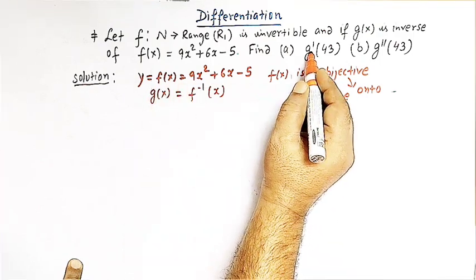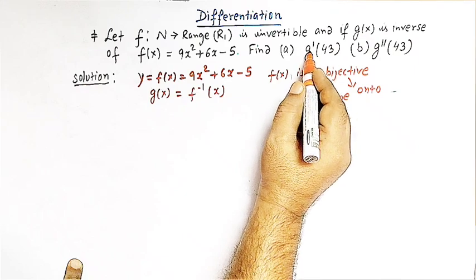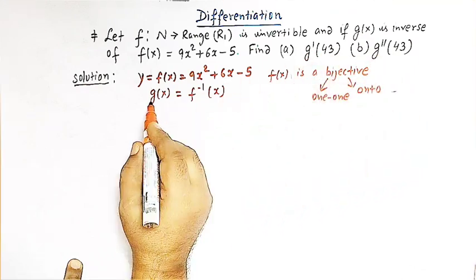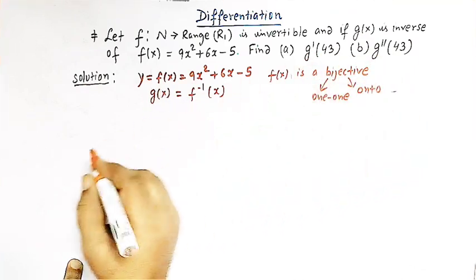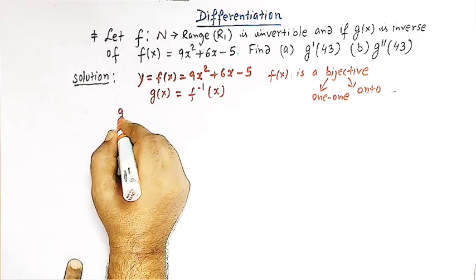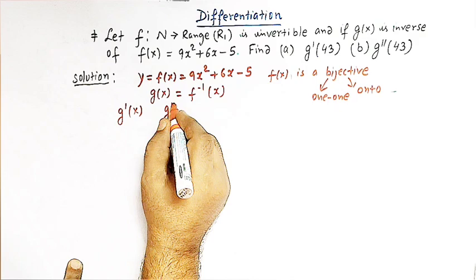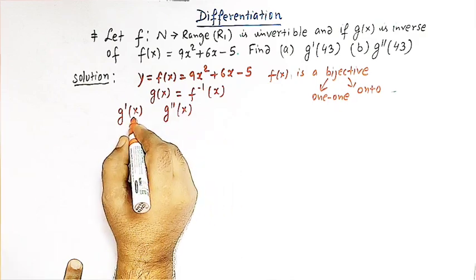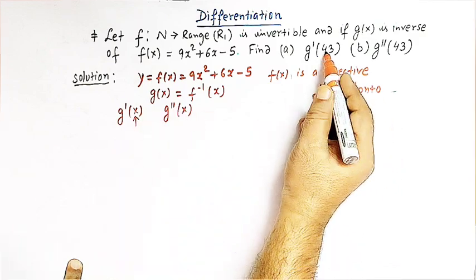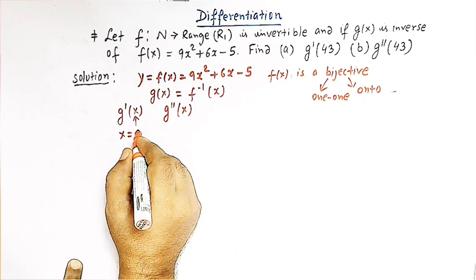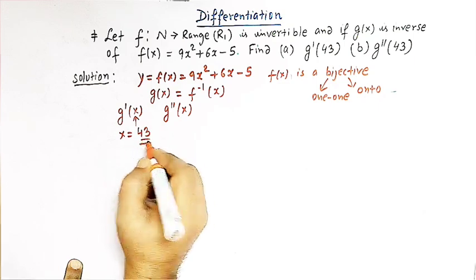Okay, so now here g of x is given to be the inverse of the function f of x, and we have to find the first derivative and the second derivative of the inverse function, right? So it means we have to find g prime of x and g double prime of x, where x, the input, is given as 43.